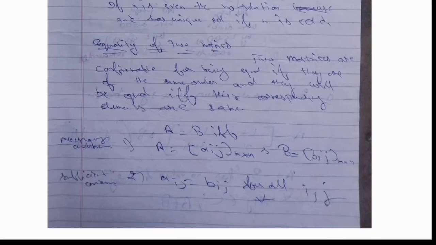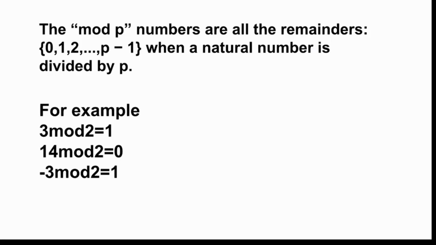Now I am going to tell you about equality of two matrices. Two matrices are conformable for being equal if they are of the same order, and they will be equal if and only if their corresponding elements are the same. A is equal to B if and only if the necessary condition, same order, and the sufficient condition, corresponding elements being the same, both hold.